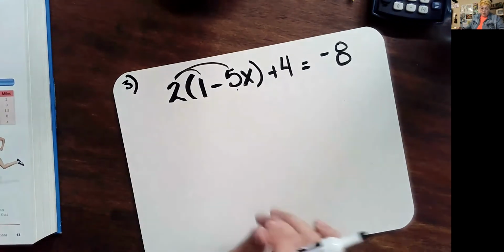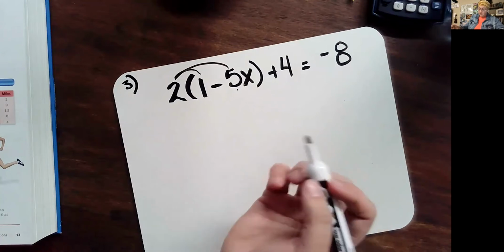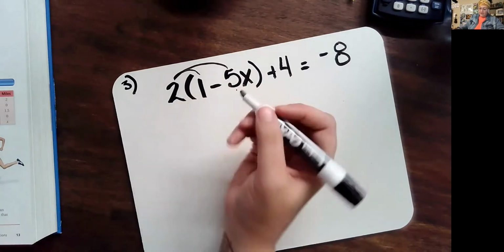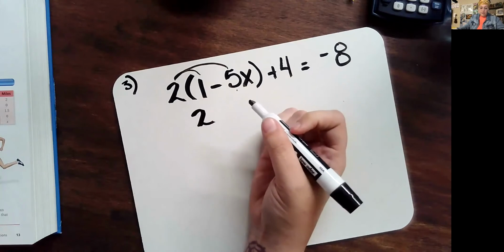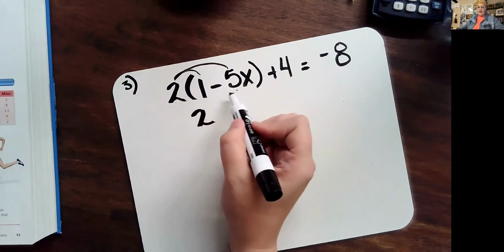The first thing we're going to do is multiply 2 times 1, which gives us 2. That one we can all do in our head. And then we're going to multiply 2 times -5x.